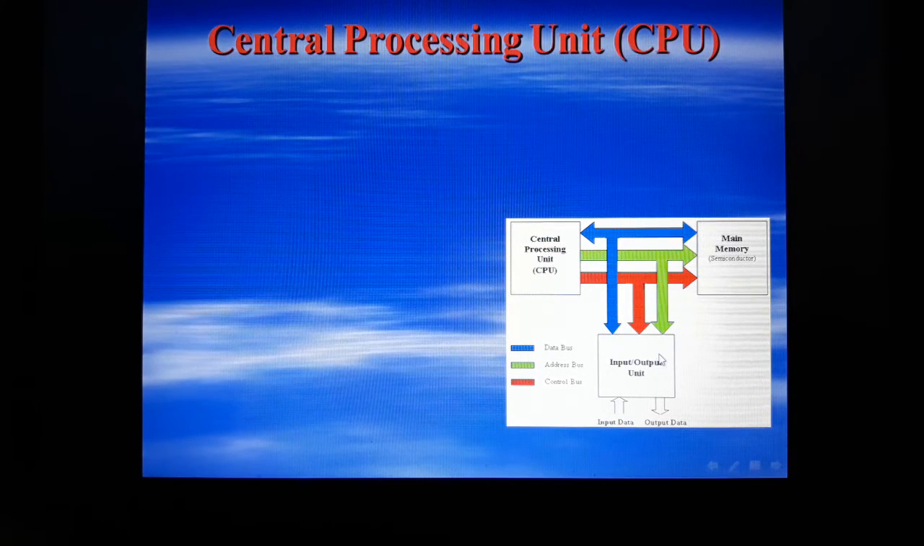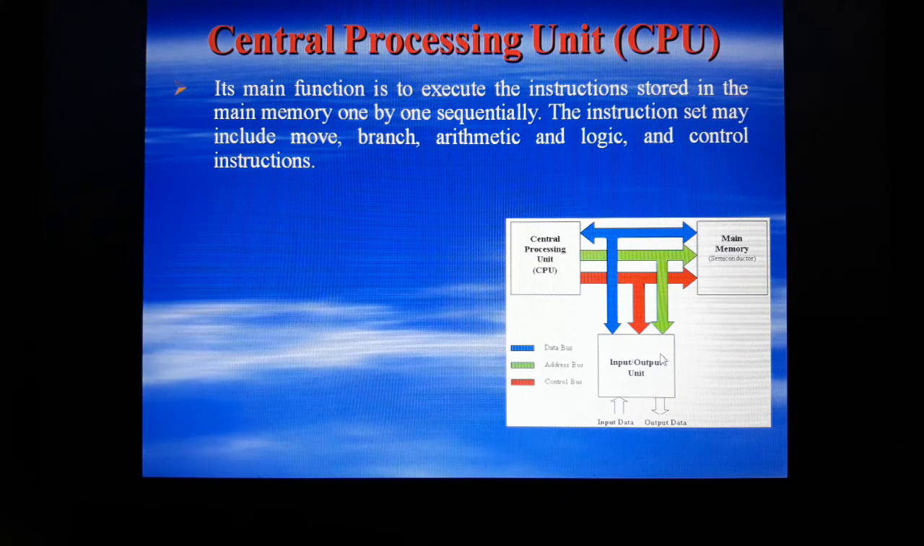The central processing unit's main function is to execute the instructions stored in main memory one by one sequentially. The instruction set may include move, branch, arithmetic, and logic and control instructions.